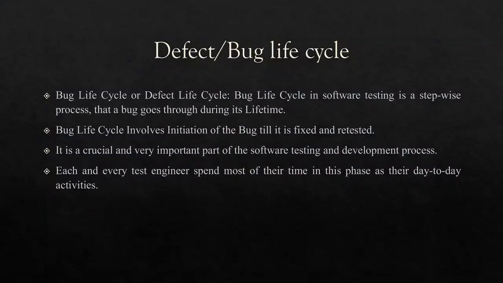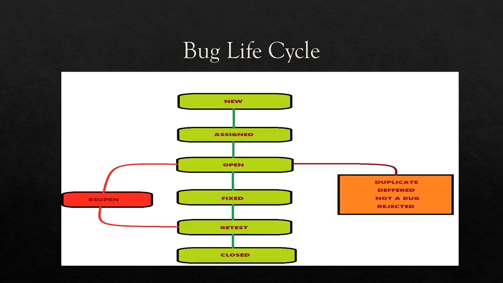Bug life cycle in software testing is a stepwise process that a bug goes through during its lifetime. Bug life cycle involves initiation of the bug till it is fixed and retested. It is a crucial and very important part of the software testing and development process. Each and every test engineer spends most of their time in this phase as their day-to-day activities.